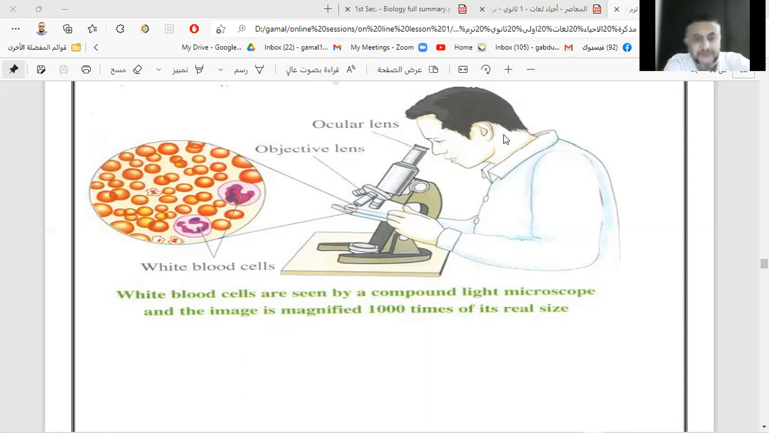Today, inshallah, we'll continue our lesson, the cell theory and the cell discovery. We are talking today about the microscope, the discovery of the microscope, and the development of the microscope. As we see in the picture here, we have a light microscope. This light microscope, can you see here?